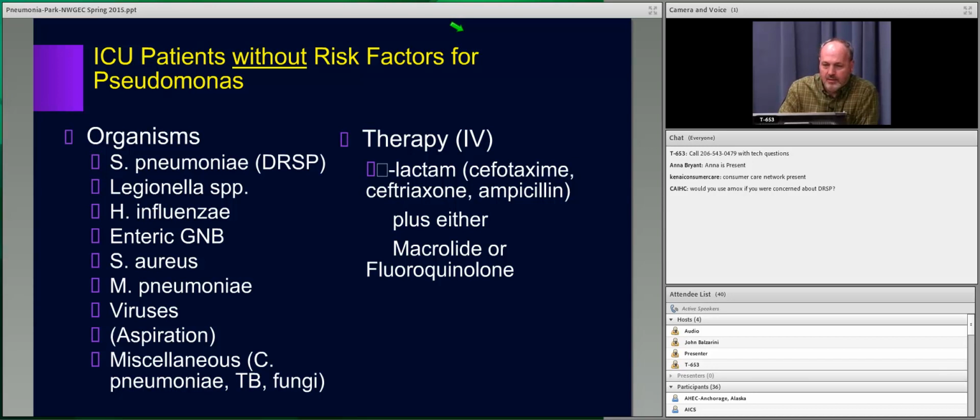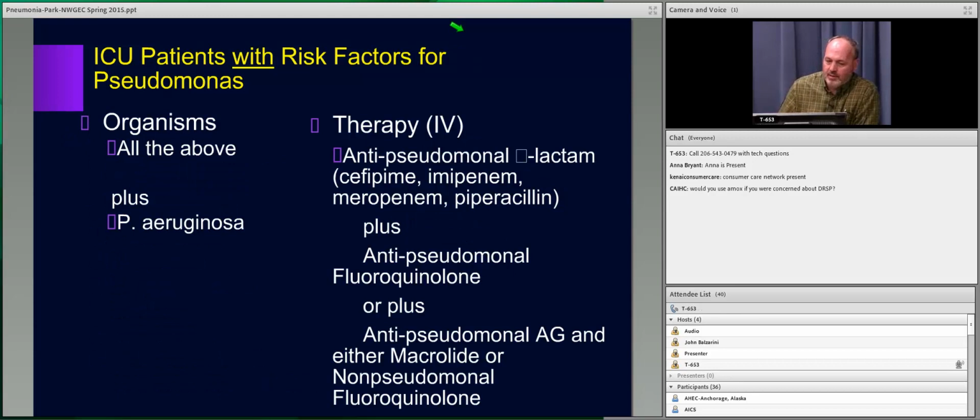All right, now let's finish off ICU patients who do not have risk factors for Pseudomonas. All right, so we're going to use combination therapy for the sick patients with beta-lactam plus either fluoroquinolone or macrolide. Okay. This ought to be just rote.